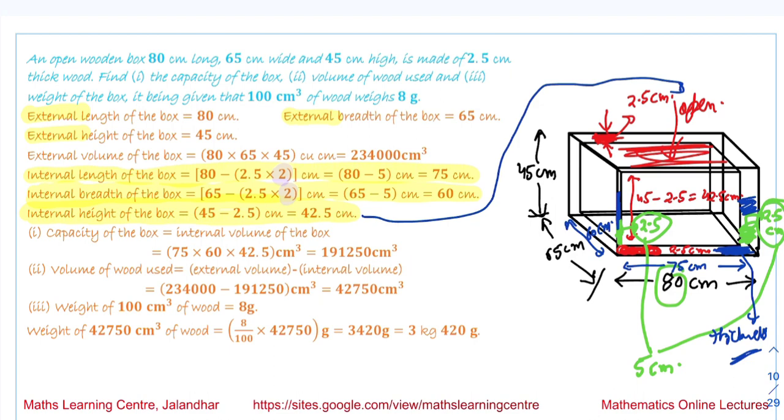So we have to calculate the volume of the box. The external volume of the box is external length into external breadth into external height.